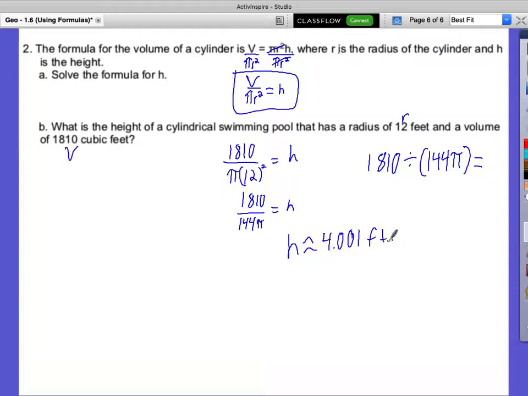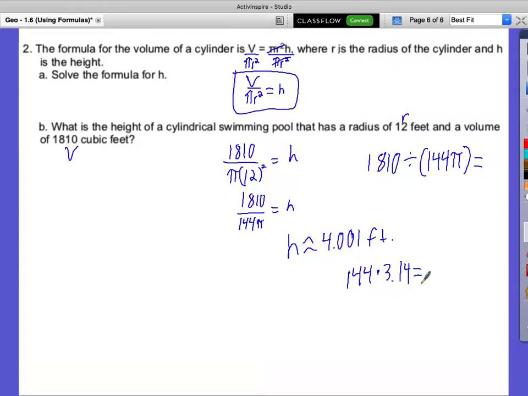Those without the TI-30s, what you have to do is type in first 144 times 3.14. We'll use 3.14 as an approximation for pi. So you'll type in 144 times 3.14, and what's that end up being? Let's go to 3 decimal places as well, the same amount. What did you end up getting?